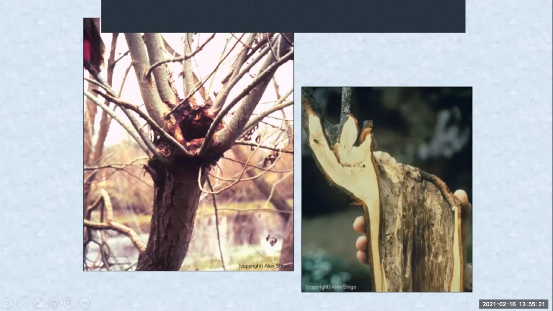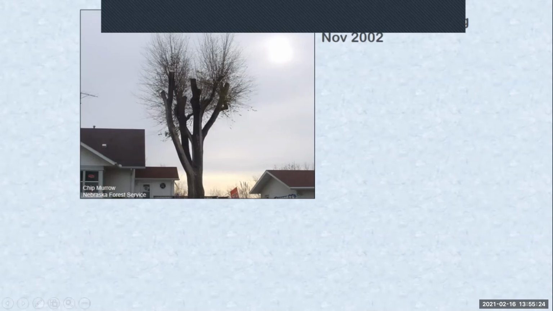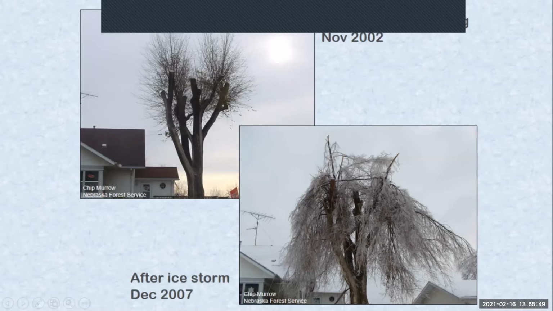under bad conditions. So here's a couple of pictures that one of our prior foresters, Chip Murrow, took, which I use a lot. This is a tree that was topped, and then it produced all these epicormic shoots in response to that topping. And then there was an ice storm which put a lot of weight on those epicormic shoots, and they all failed because they just don't have that strong connection to the main branch.